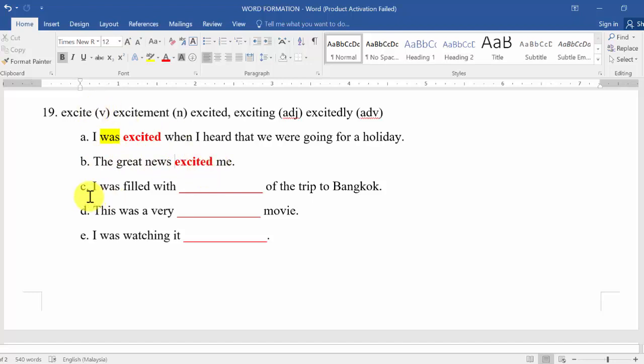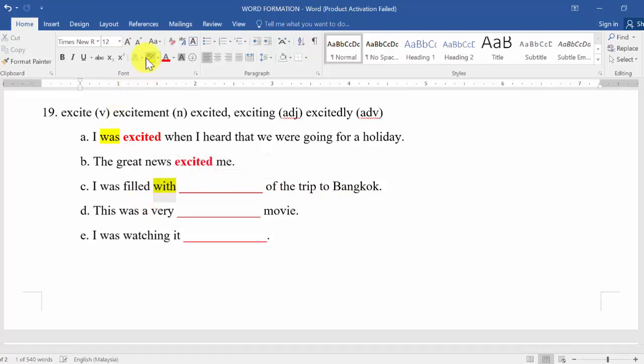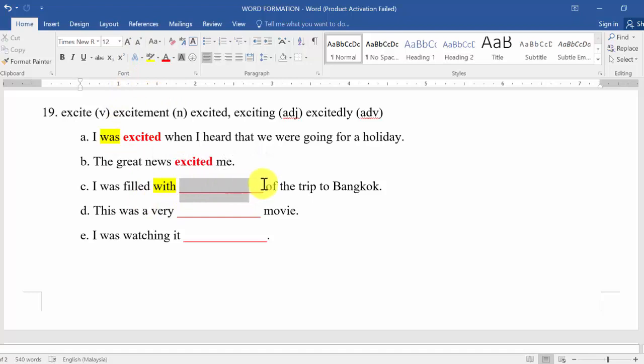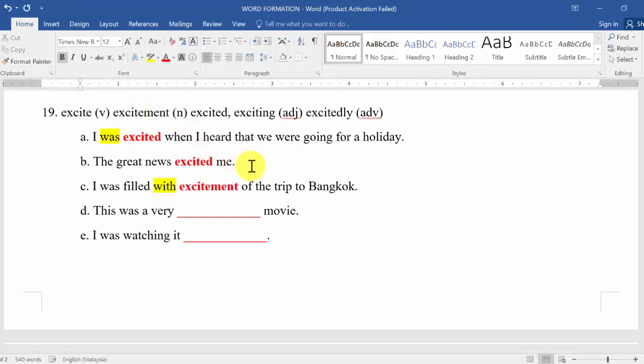Next one. C. I was filled with what of the trip to Bangkok? Your keyword here is with. Usually after with, it should be a noun. Excitement. It means that when you are in Bangkok, when you are on a trip, you feel very excited. So you are filled with excitement. You are filled with the emotion of excitement. So I was filled with excitement, a noun.